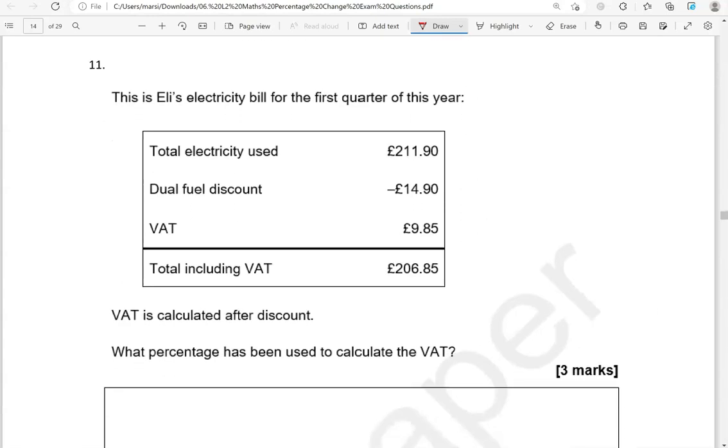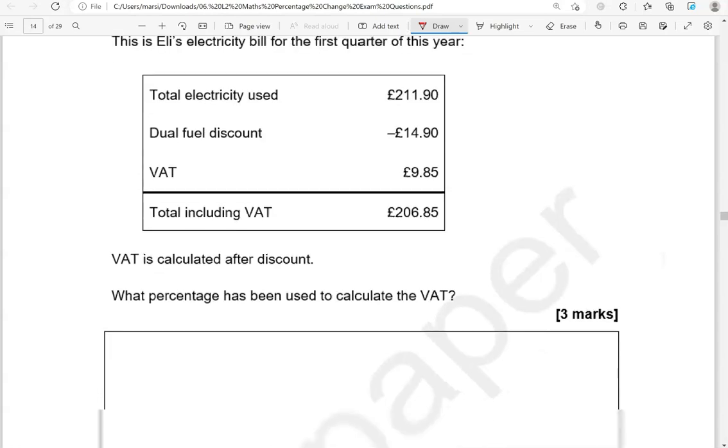This is Ellie's electricity bill for the first quarter of this year. Total electricity used £211.90. Dual fuel discount £14.90. VAT £9.85. Total including VAT £206.85. VAT is calculated after discount. What percentage has been used to calculate the VAT?